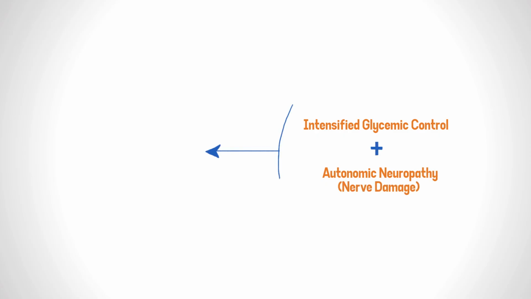Additionally, there is a paradoxical predisposition to hypoglycemia as a result of hypoglycemia unawareness from autonomic neuropathy, nerve damage, reduced food intake during hyperemesis episodes, and iatrogenic tight glucose control.